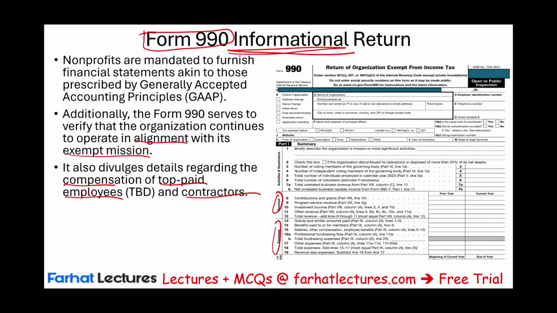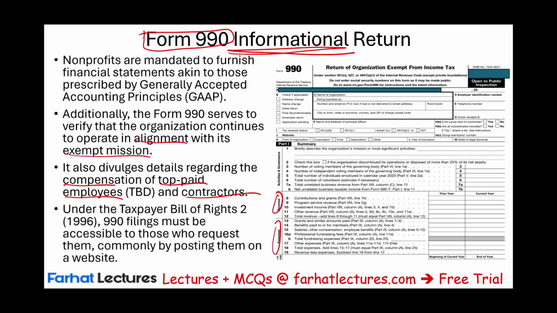So as part of the 990, you have to make certain disclosures. One of these disclosures is how much you are paying, in quotes, the executives, the people running the organization. And you're going to see why you don't want to pay them too much. You could get into trouble. And under the Taxpayer Bill of Rights of 1996, 990 filings must be accessible to those who request them. Usually not-for-profits post them online, otherwise you can contact them.